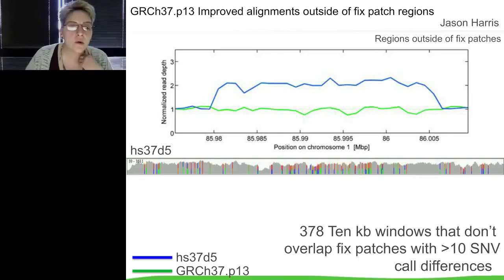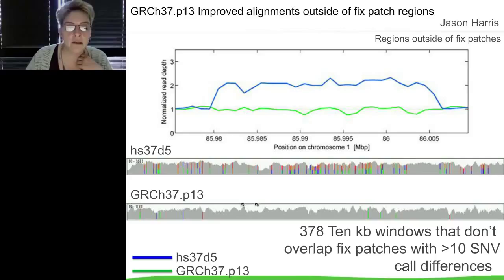When we go in and look at the IGV plot for this, what we see when we look at HS37D5 is a region with lots of diversity, much, much more than we would expect. And many of these are heterozygous calls. When we now look at this in the fixed patch version, what we see is now a much cleaner alignment with a much more expected representation of SNPs, most of which are homozygous. So we can find 378 such regions where we see a greater than 10 SNV difference between these two calls.